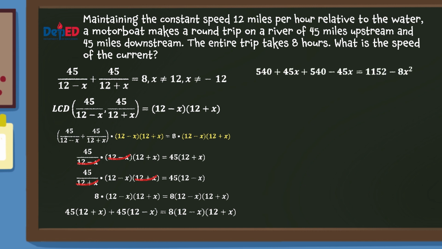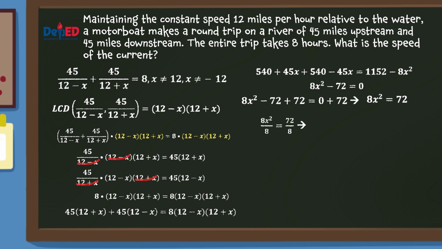This means that 540 plus 45x plus 540 minus 45x is equal to 1,152 minus 8x squared. In standard form, this is written as 8x squared minus 72 equals 0. And this equation can be solved by extracting square root. We isolate the term with the variable by increasing both sides by 72. Hence, we have the equation 8x squared equals 72.